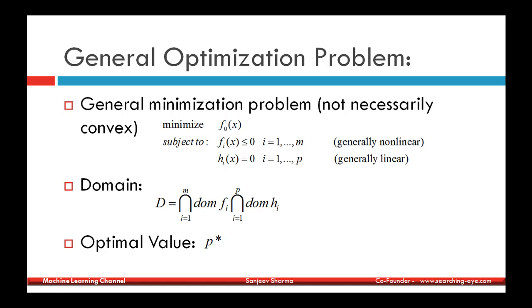that fi's, which are generally non-linear, fi of x is less than or equal to 0 for i equal to 1 to m, and hi's, which are affine functions or the linear equalities, hi of x equal to 0, where i ranges from 1 to p. So the domain D is given as the intersection of the domains of all the constraints, and we denote the optimal value of this problem, which we call the primal problem, as p star. So p star is the optimal value of this minimization problem, this primal problem.